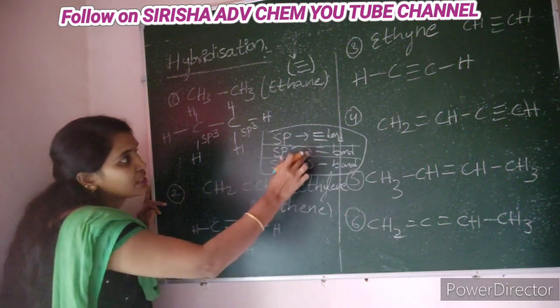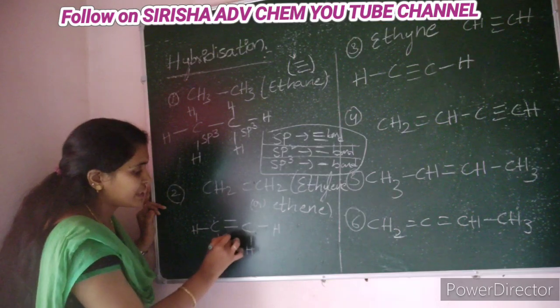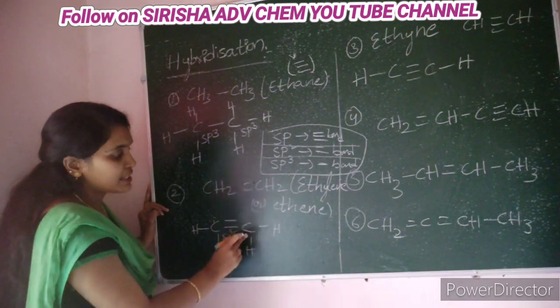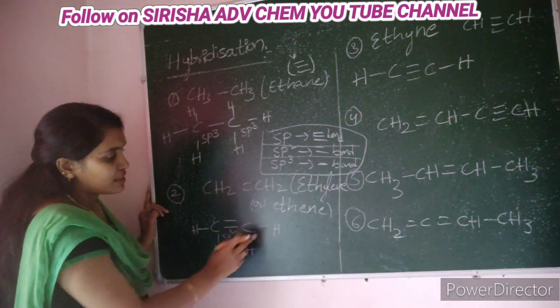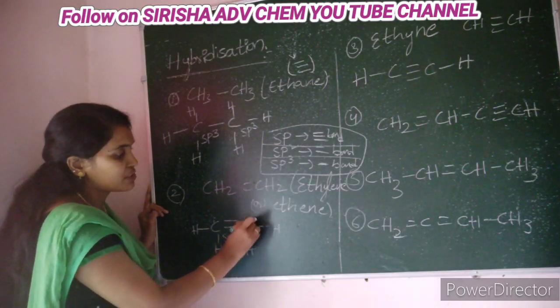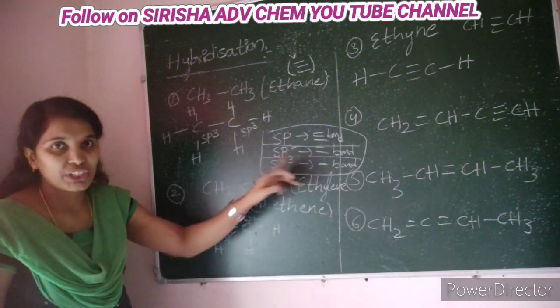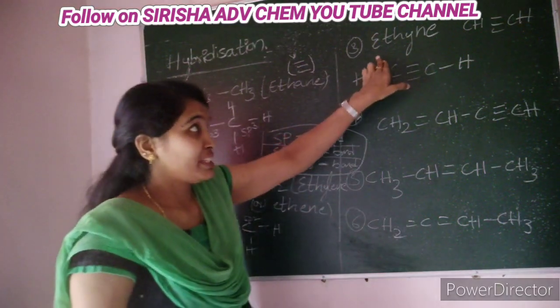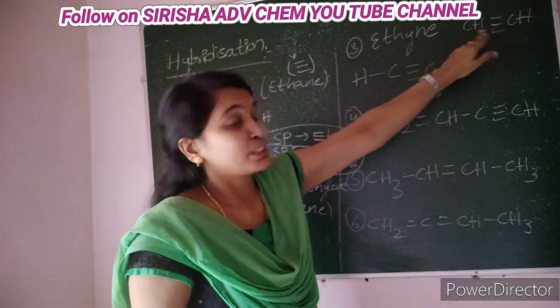Double bond means sp2 hybridization. Next, this carbon, same. Single bonds, double bonds. So we have to consider this carbon also sp2 hybridization. Children, next example you see ethane, triple bond.